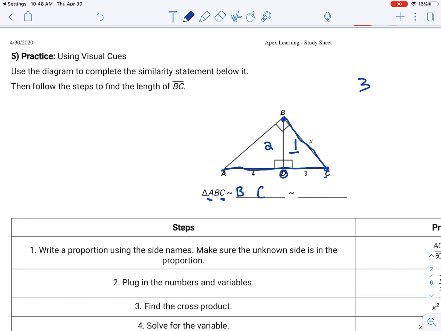B, C, and then remember we said the right angle would fall in between. So that's BDC. Now we've got to look at number 2. What is number 2's right angle? Well, it is also D. And then we have to decide if it is ADB. And this one is going to be ADB.